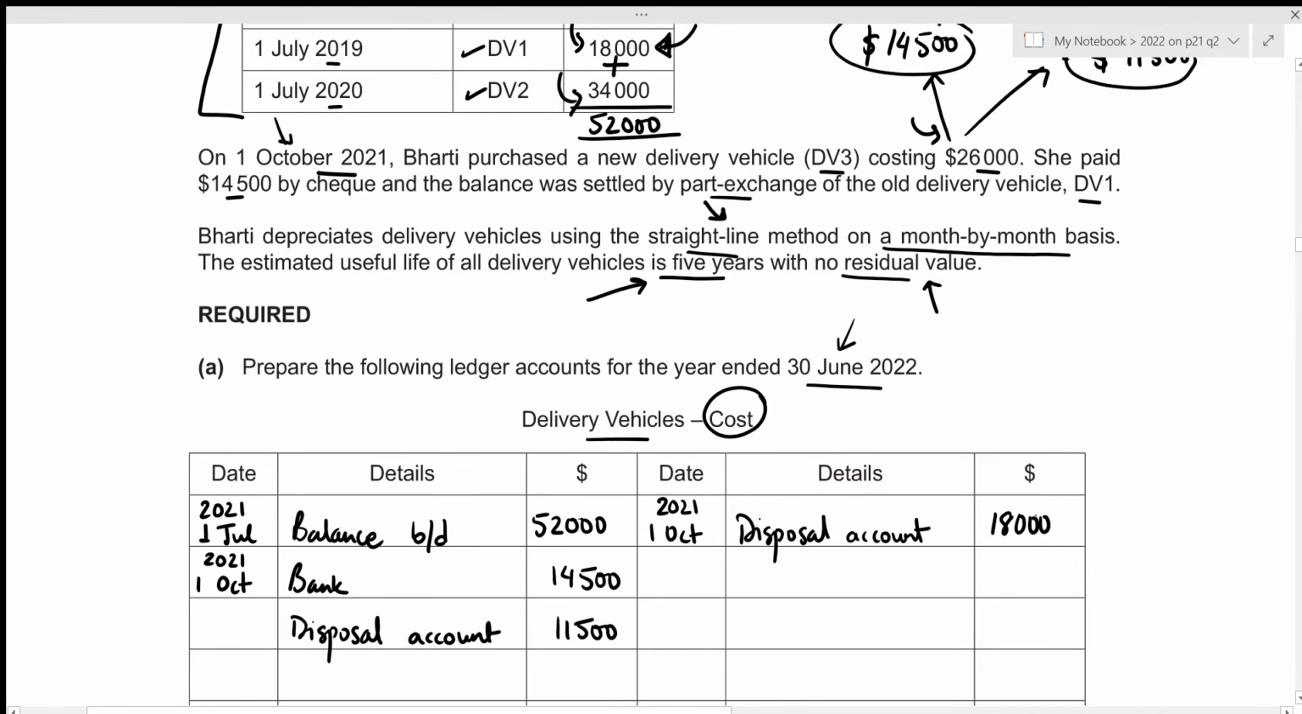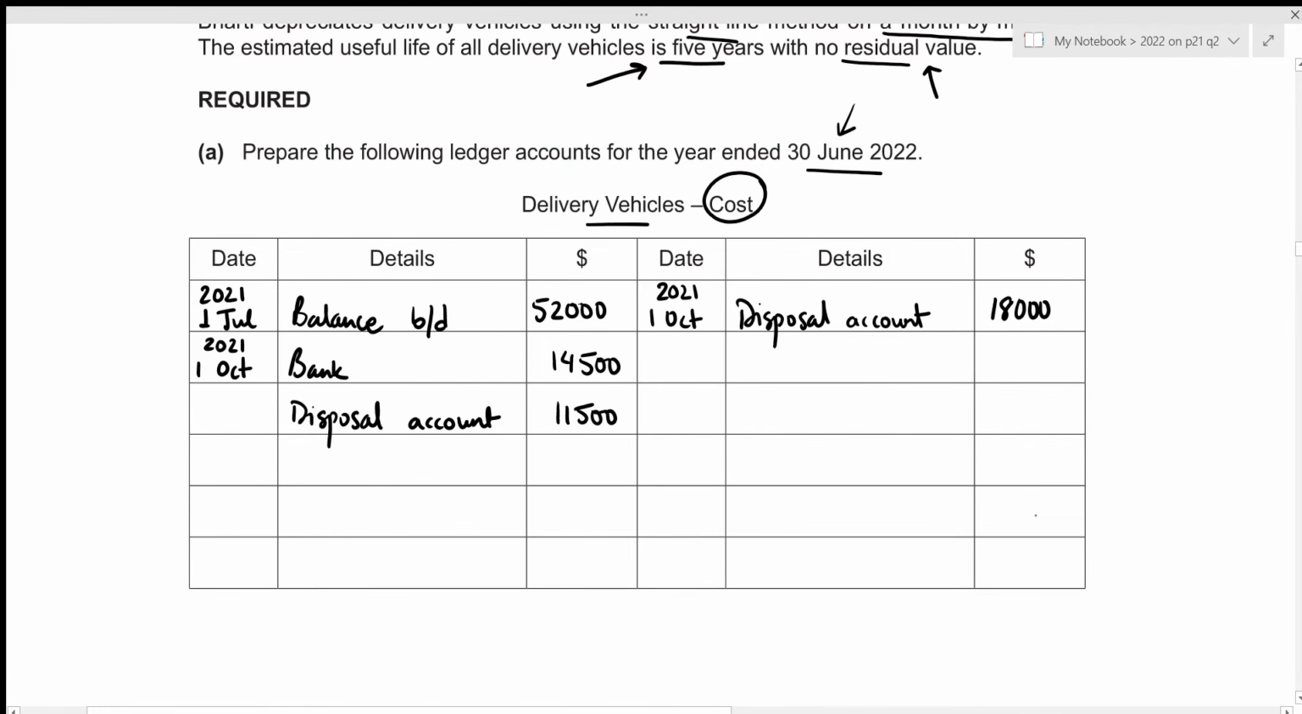Now this concludes all of our transactions made towards the cost of the delivery vehicle, which means that we can now figure out the closing balance, which is at the date of 30 June 2022. So let's write it down. That's going to be 2022, 30 June. And that is our closing balance. So that's balance CD.